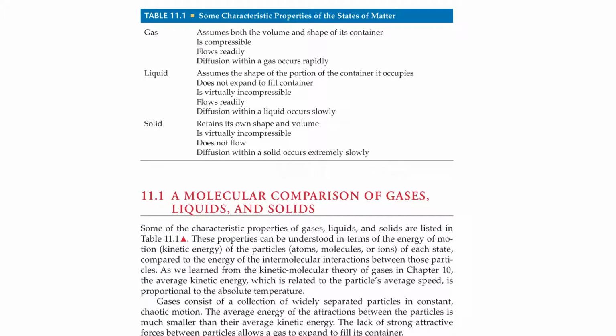Section 11.1, a molecular comparison of gases, liquids, and solids. Some of the characteristic properties of gases, liquids, and solids are listed in Table 11.1. These properties can be understood in terms of the energy of motion, kinetic energy, of the particles (atoms, molecules, or ions) of each state, compared to the energy of the intermolecular attractions between those particles.